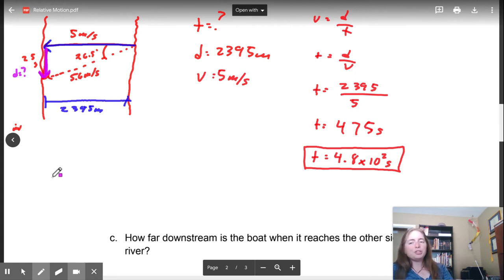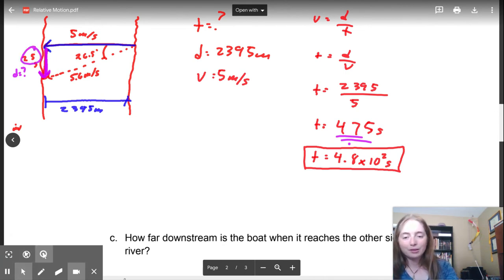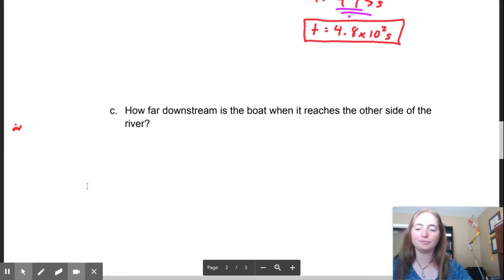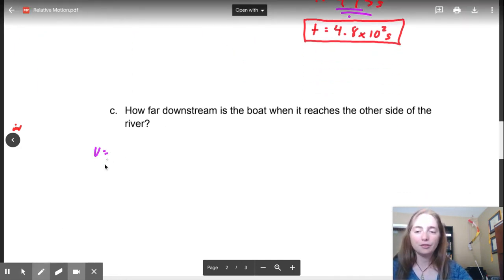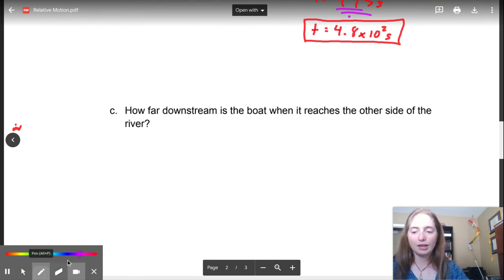So I'm going to choose v equals d over t because it's easier to put in my calculator. But I can do that because time is the same on all sides of the triangle. So I can use this time here, the 475 seconds, and use that with this 25 meters per second here and get how far downstream we are. Okay, so that's what we got to use. All right. So, oopsie, can't do the calculations in pink.